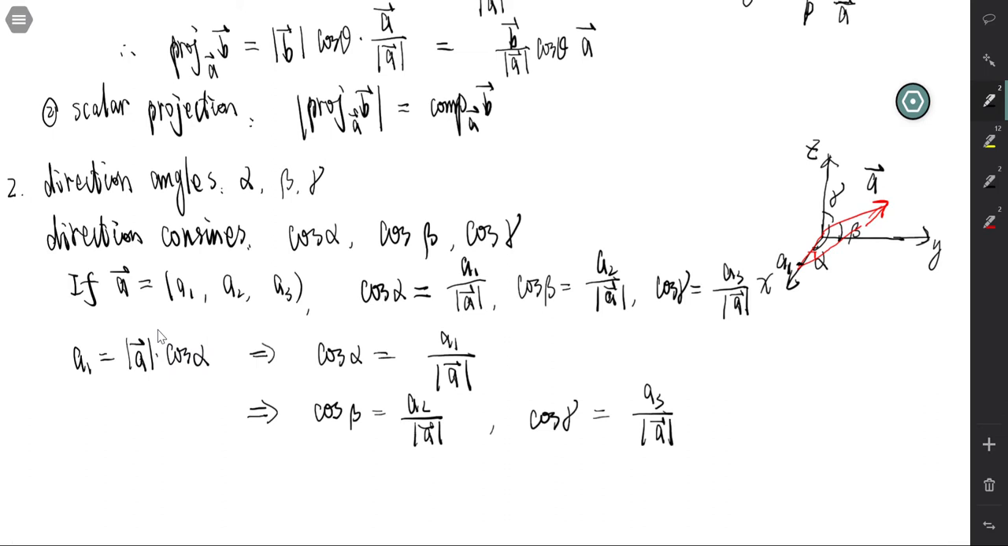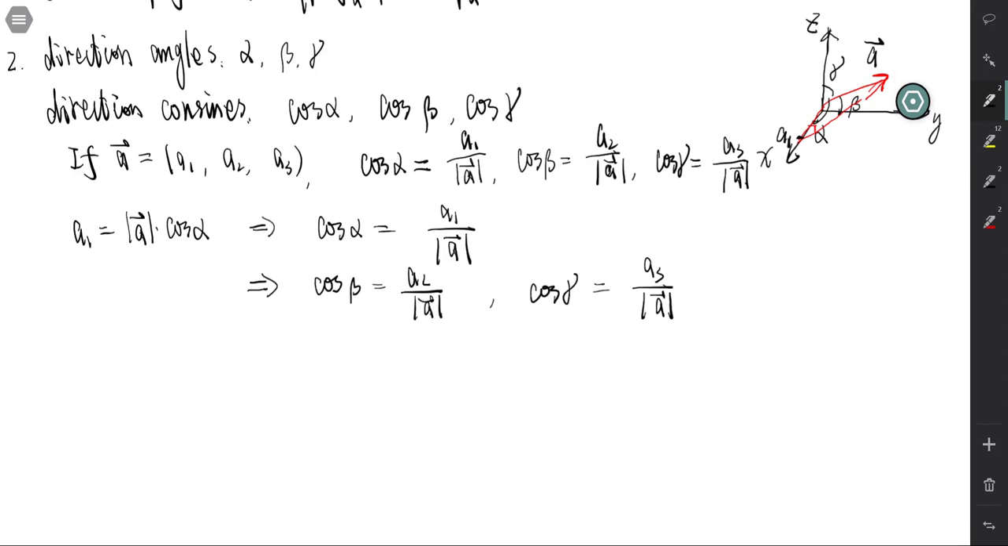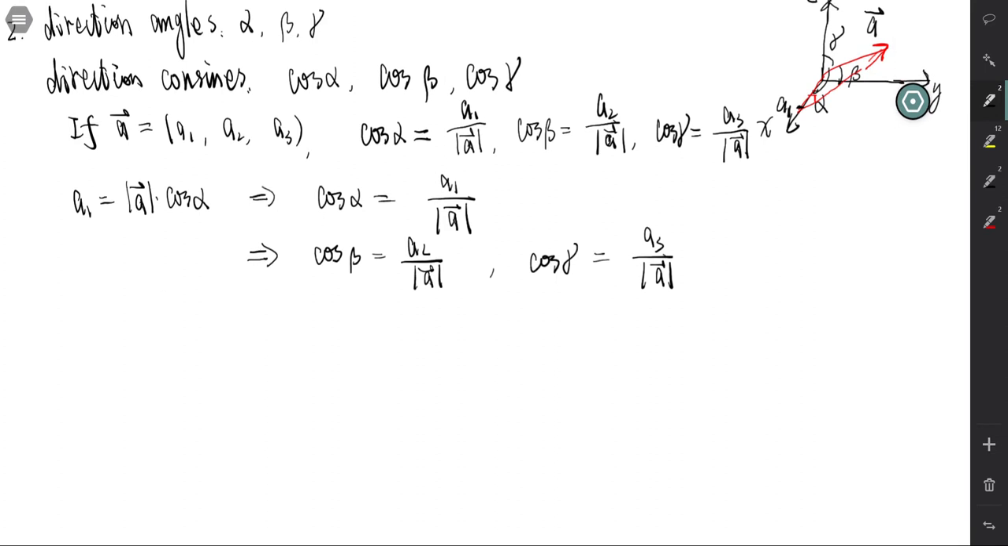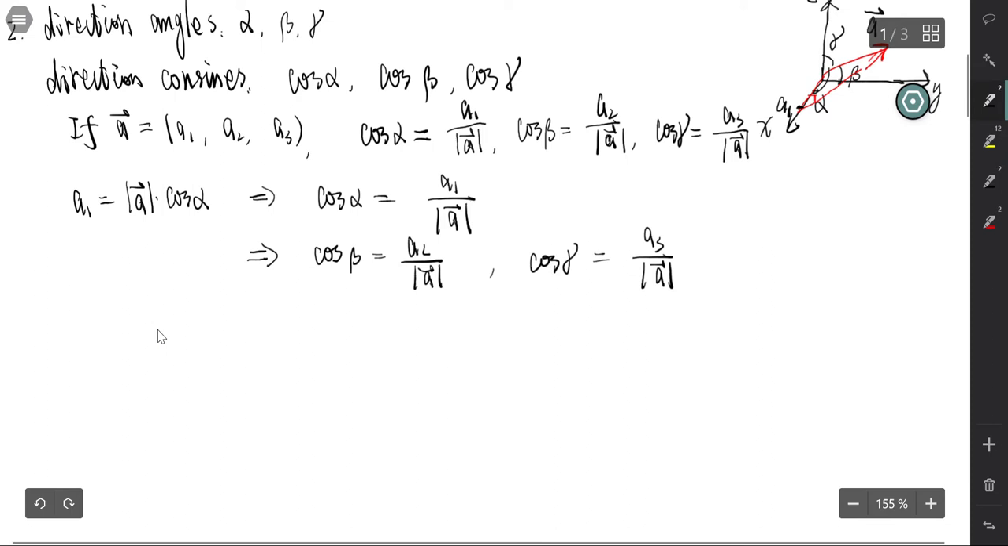That's the direction angles and the direction cosines. Now we look at some examples. Find the direction angles.